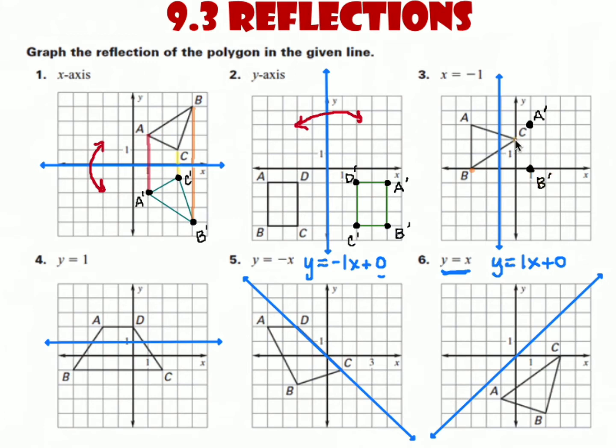And this might feel a little weird. Point C is 1 away from the line. It's on the other side. So it is going to flip to the opposite side. C prime will wind up on the left side of the line.